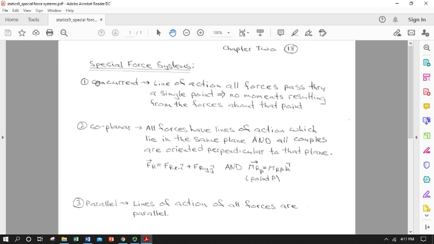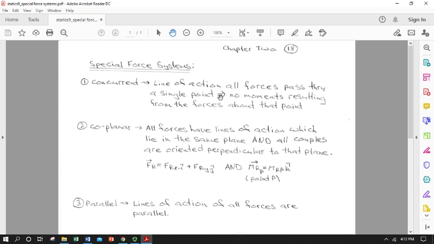So let's start with concurrent. In a concurrent force system, the lines of action of all the forces pass through a single point. So you can think of maybe a grommet or some kind of single point to which a bunch of ropes are tied. Each of those ropes is going to have a line of force that's oriented along its line of direction. It's all in tension.